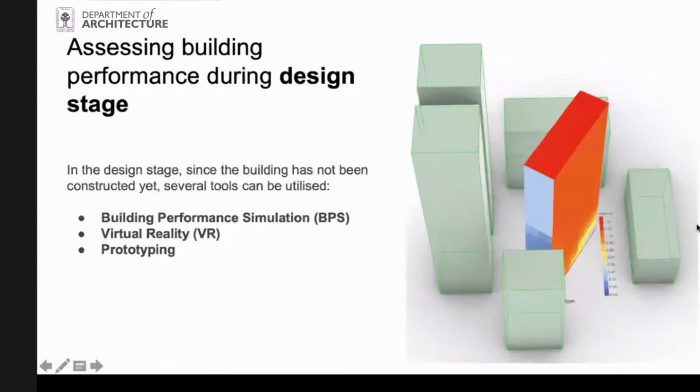So how do we assess building performance in the design stage? Because your building is not built yet at the time when you have your design. So the design review of your building needs to be done by utilizing some kind of tools. Some of the most common ones may be the building performance simulation, the BPS, or we can also utilize virtual reality to help us with that, or maybe prototyping.